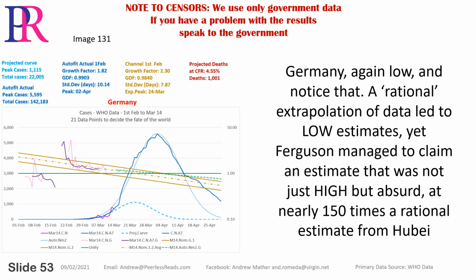Germany, again low, and notice that a rational extrapolation of data led to low estimates, yet Ferguson managed to claim an estimate that was not just high, but absurd, at nearly 150 times a rational estimate from Hubei.